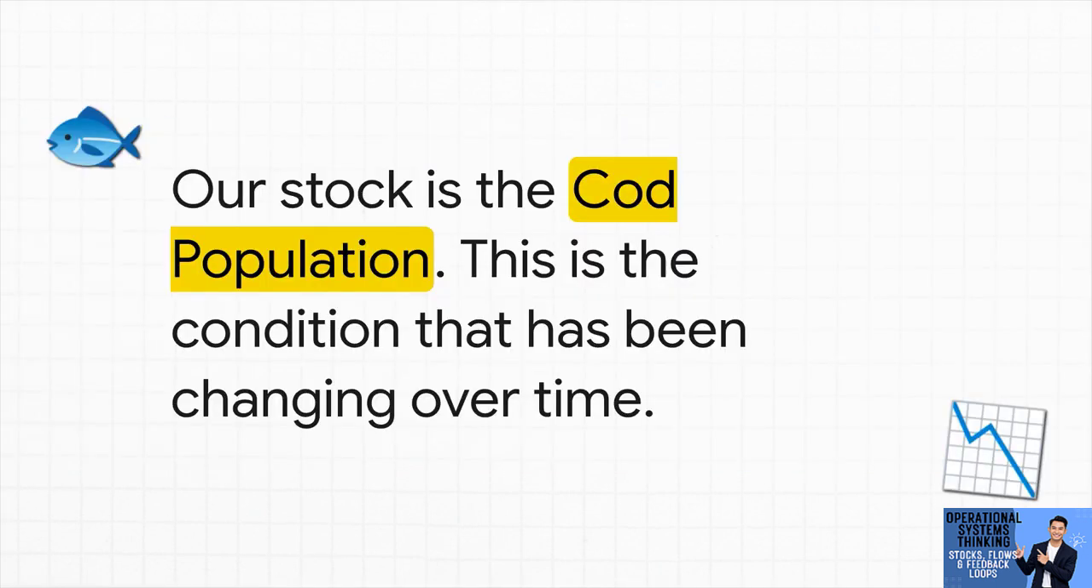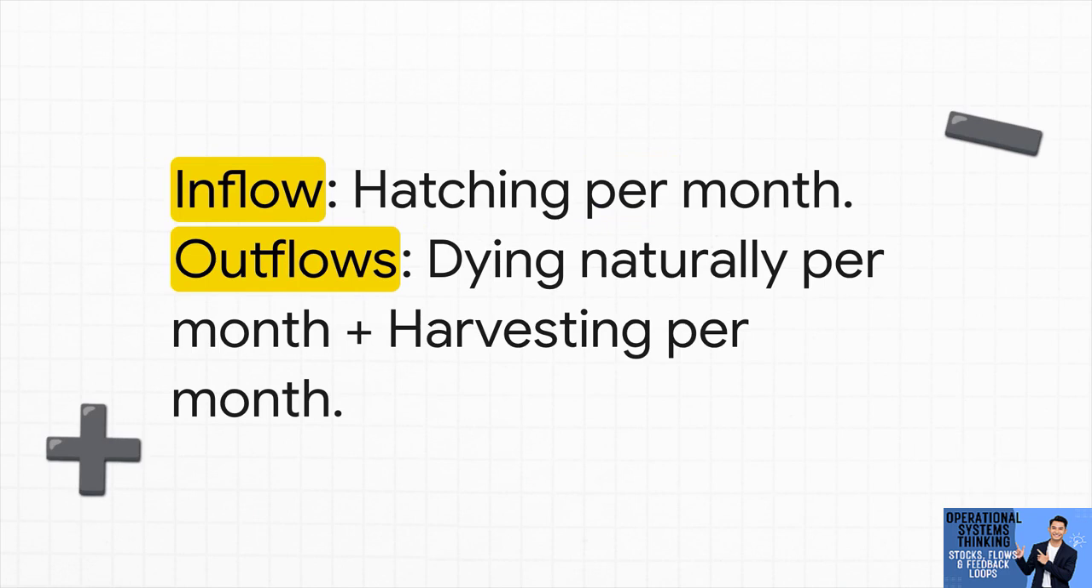So for our example, step 1 is a no-brainer. What's the accumulation we care about? It's the cod population. That's our bathtub. It's the condition that has been steadily and very worrisomely decreasing. Now for the flows. What's our faucet? The inflow. That's the hatching rate. And the outflows, our drains? Well, there's fish dying naturally, and then there's the big one, the harvesting rate from the fishing industry.